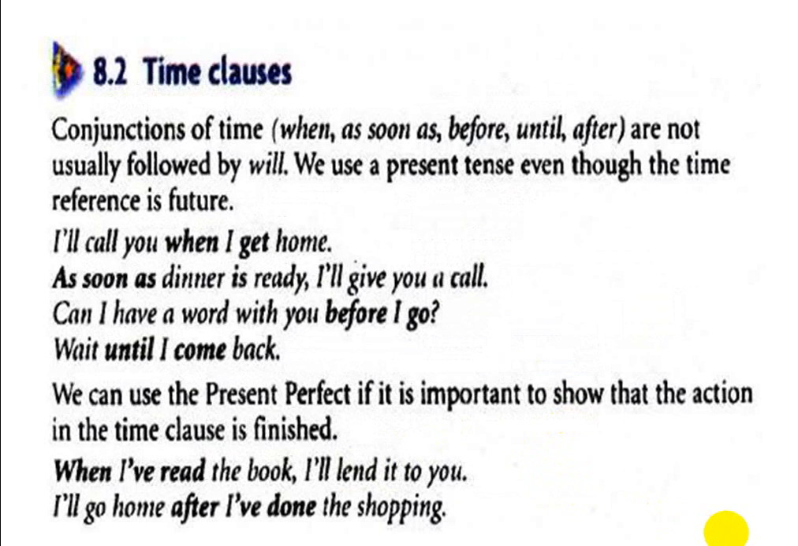Time clauses. Conjunctions of time. هاي أدوات اللي ربط للزمن. When, as soon as, before, until, after are not usually followed by will. They are not usually followed by will. We use a present tense even though the time reference is future.